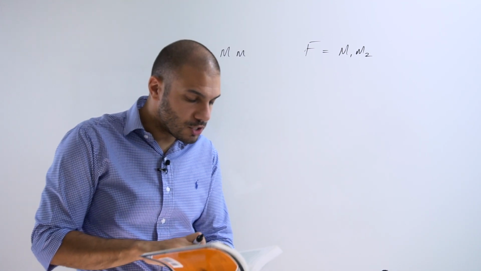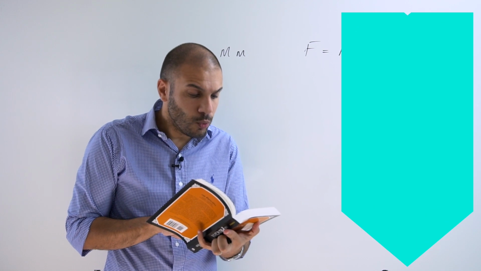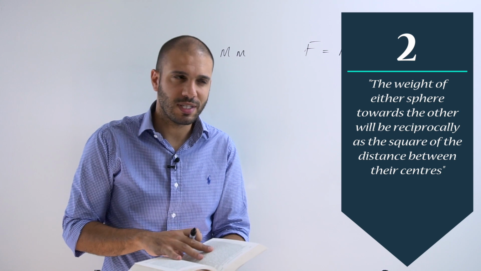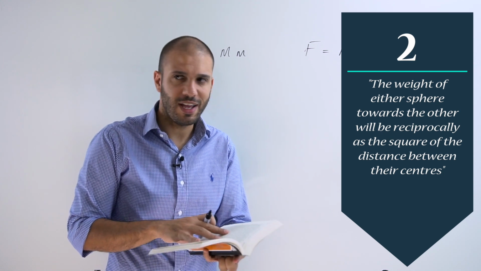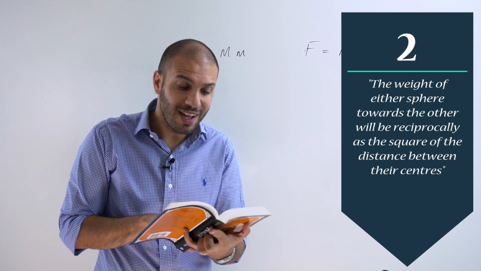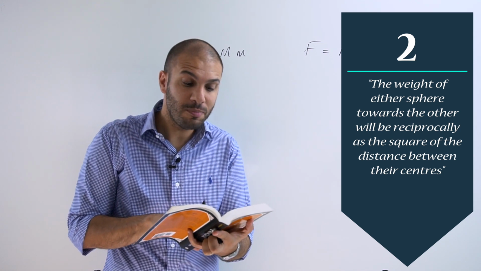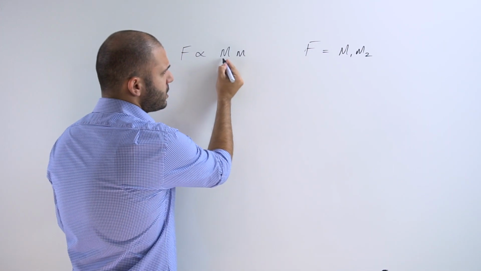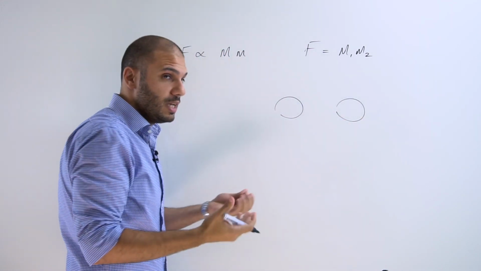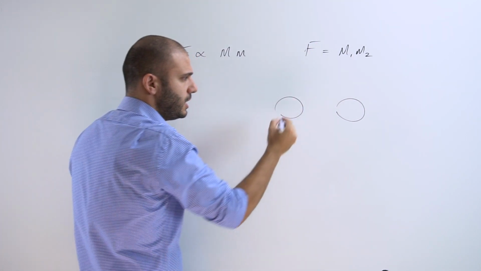So then Newton goes on to say in proposition 8 in book 3 that the weight of either sphere towards the other, he's speaking about spheres here because remember that the context here is gravitation, will be reciprocally as the square of the distance between their centers. Newton here is assuming that the two masses are spherical, but today we do know that that's not necessarily the case. I mean, he said that previously in his previous proposition.